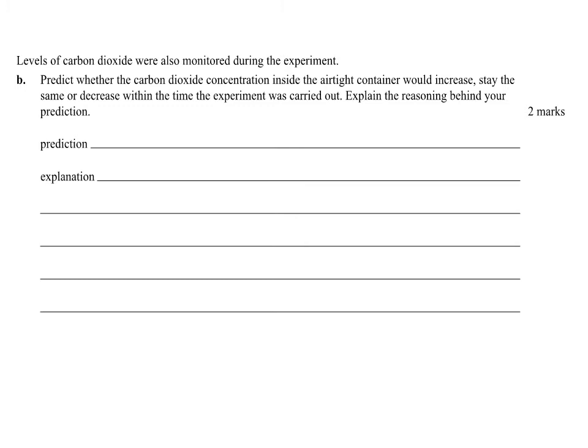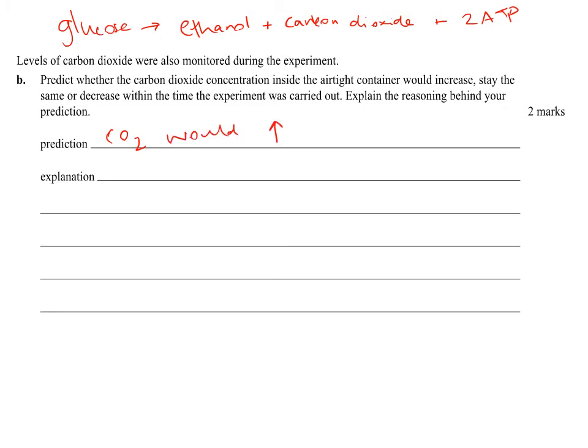So if you remember our equation for alcohol fermentation, which is what occurs in yeasts and plants, so glucose becomes ethanol and carbon dioxide and our 2 ATP. So we saw the increase in ethanol. Now it's asking about carbon dioxide. So you would predict that CO2 would increase. Hasn't asked you to give any number. You're not expected to know by how much.